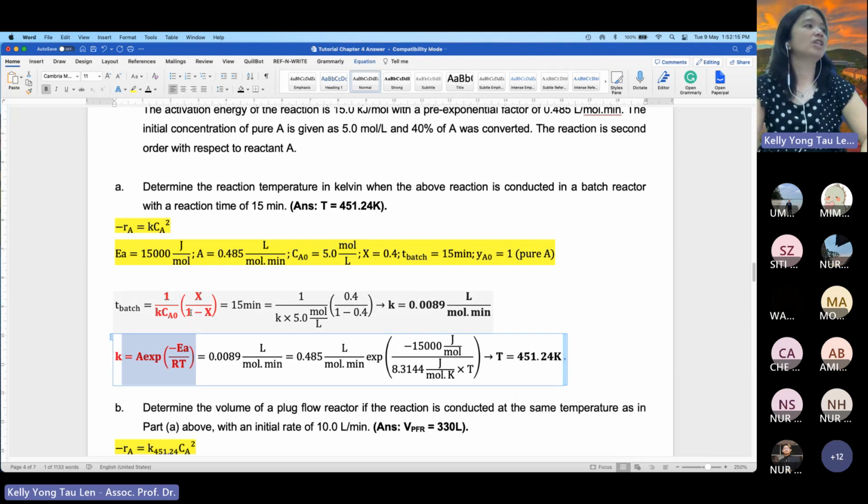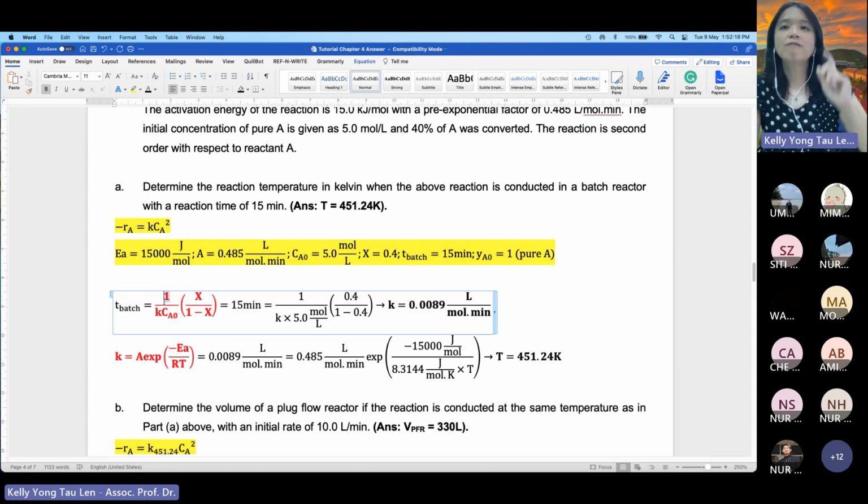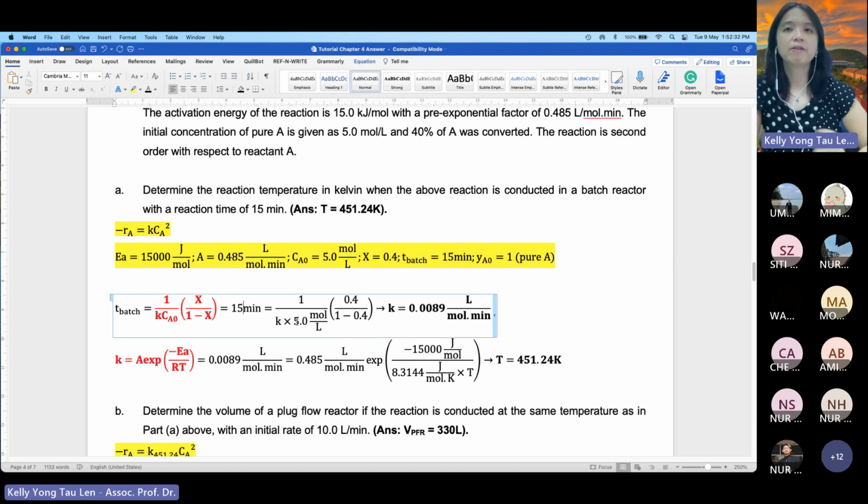Okay, so from this reaction equation, first of all we find k. So it means the rest must have values, right? First, reaction time given is 15 minutes. k we want to find. CA naught we know, the initial concentration CA naught is 5. Conversion is 0.4 from the question. So I can replace everything, and I will get the value of k as 0.0089 from the equation. We solve, we get k. It means k is 0.0089.